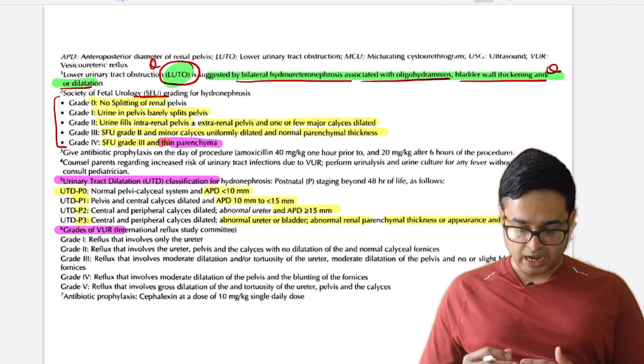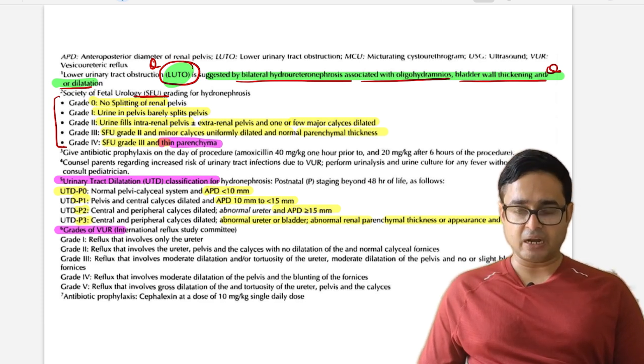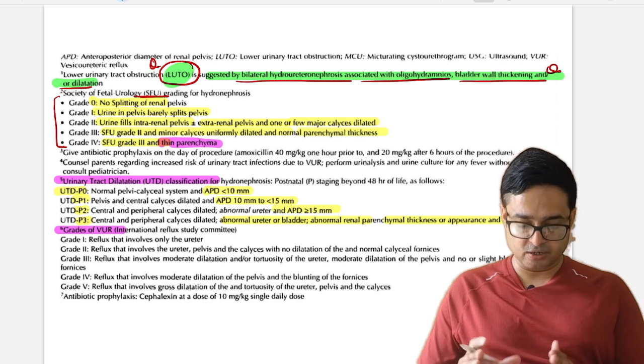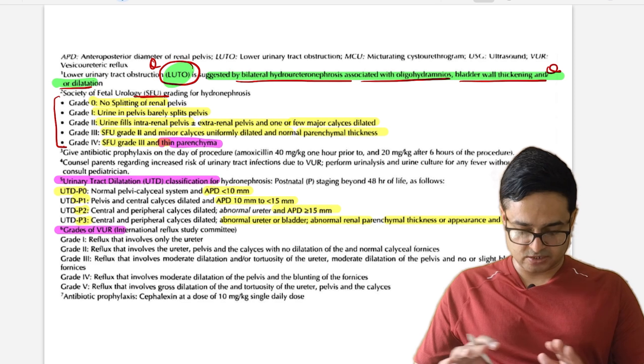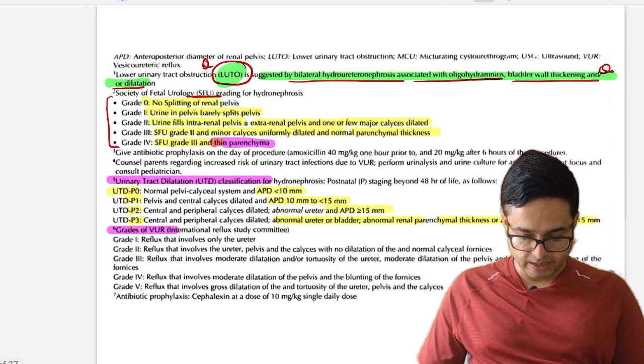Okay, so as of now, this looks very overwhelming. Just pause this video and revise this staging. After you have done, just revise this slide. We'll go back to this slide.